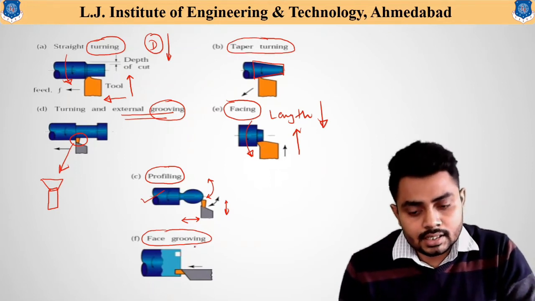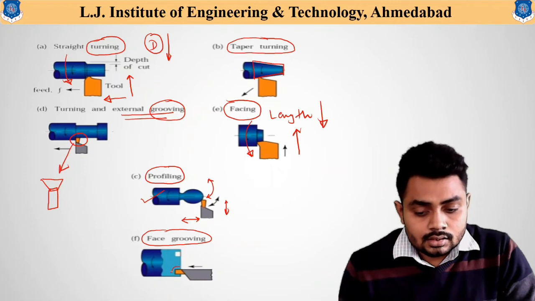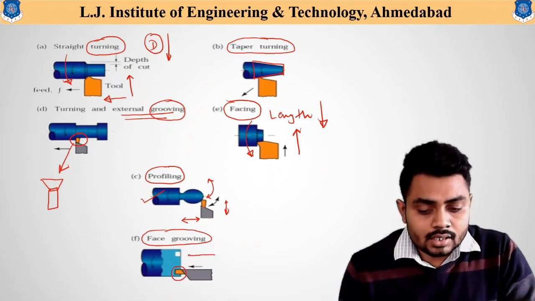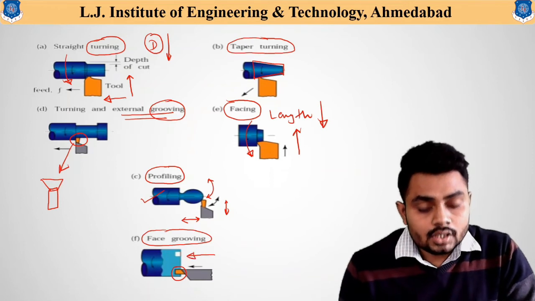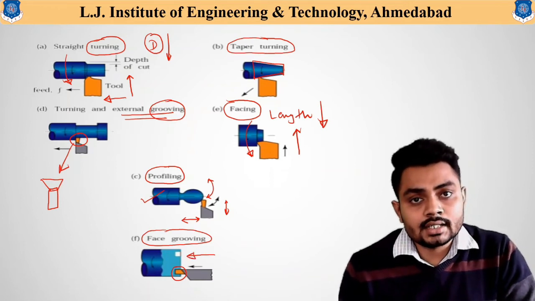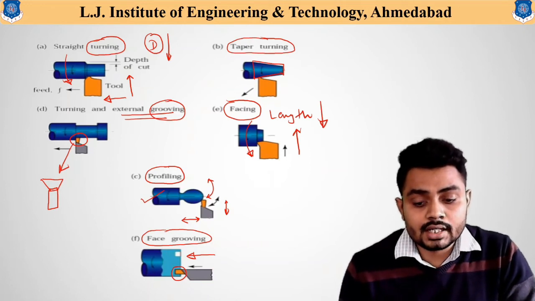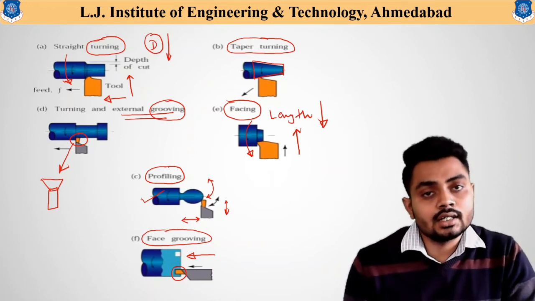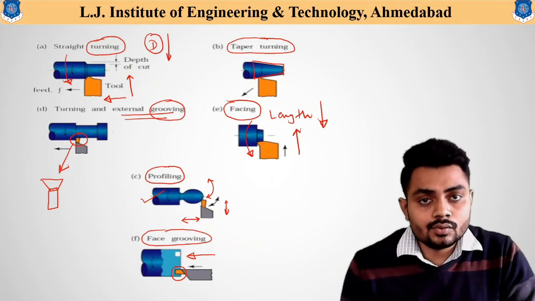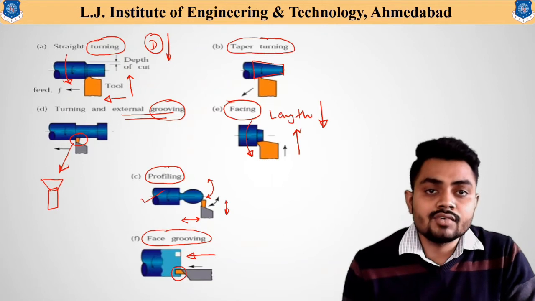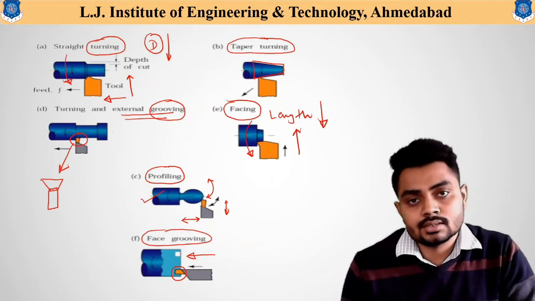So here similarly you can see that this cutting tool is moved towards the workpiece, or you can say along the length direction on the face of the component, and this is helpful to generate the grooves on the face of the component. So external grooving and face grooving are almost similar, but these are performed at different locations on the workpiece.